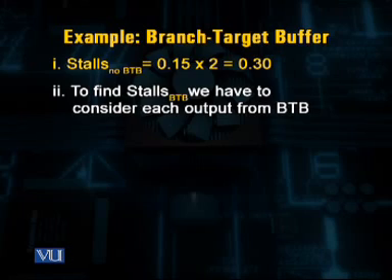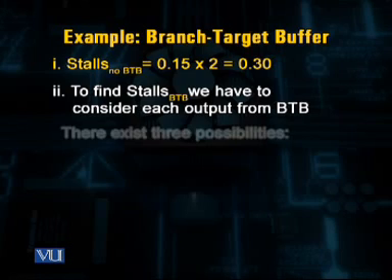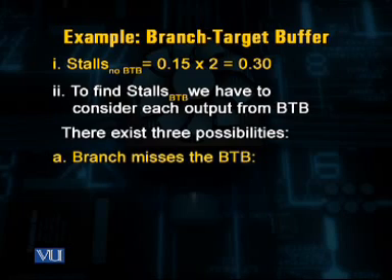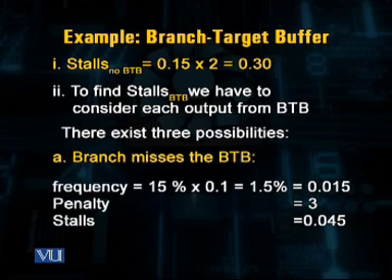Now, the second step is to find the stalls with branch target buffer. In this particular case, we have to consider each output from the branch target buffer. There are 3 different possible situations which we are going to consider one by one. Here, the first situation is that the branch misses the branch target buffer. This situation is one where the frequency is 15% multiplied by 0.1, which is 10%, and it results in a value which is equal to 0.015. In this particular situation, the penalty is equal to 3.